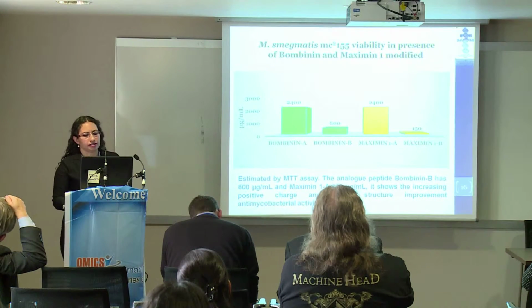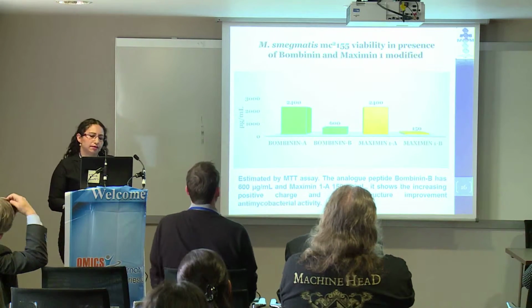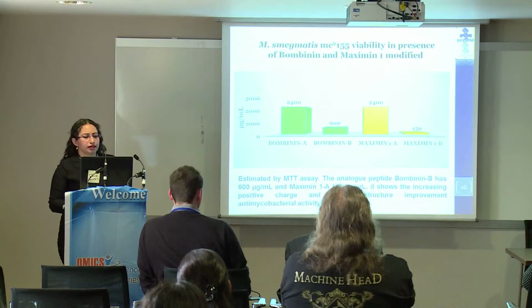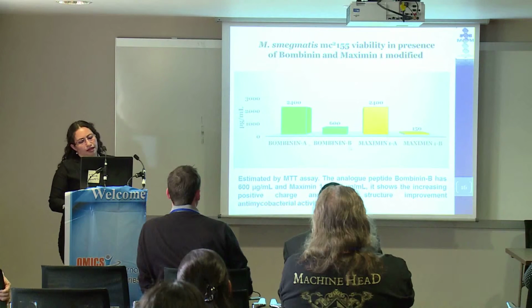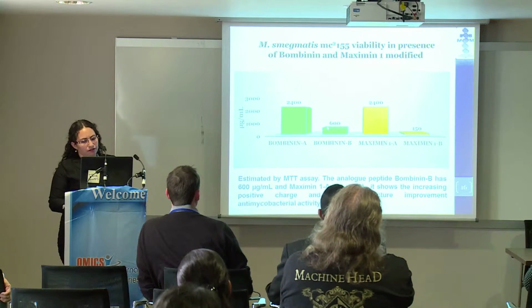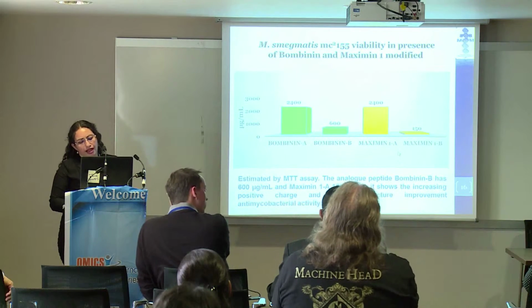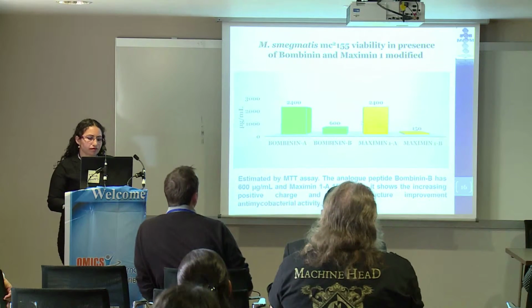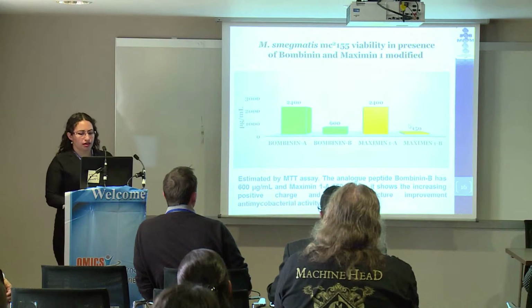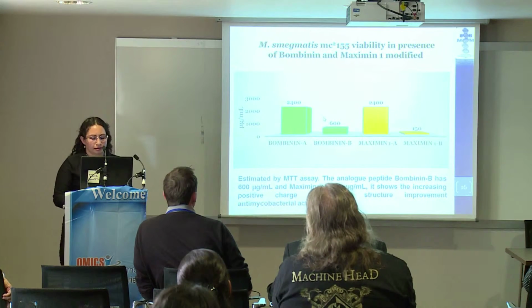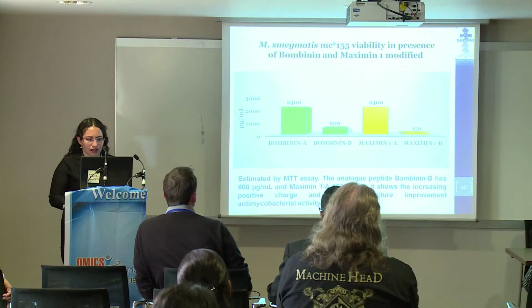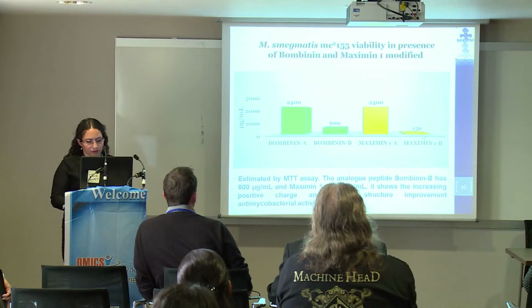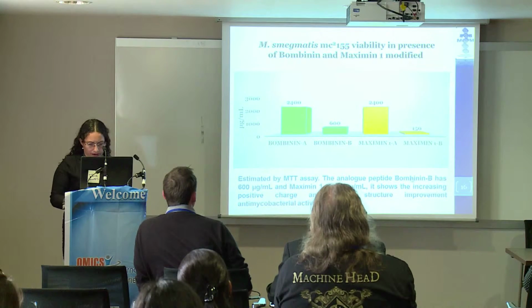About biological tests, first we determined the viability of Mycobacterium smegmatis in the presence of modified bombinin and maximin 1. You can see bombinin A, bombinin B, which are the modified ones, and maximin 1A and maximin 1B. In both cases, we can see a decrease in the concentration necessary to affect the viability of the bacteria.